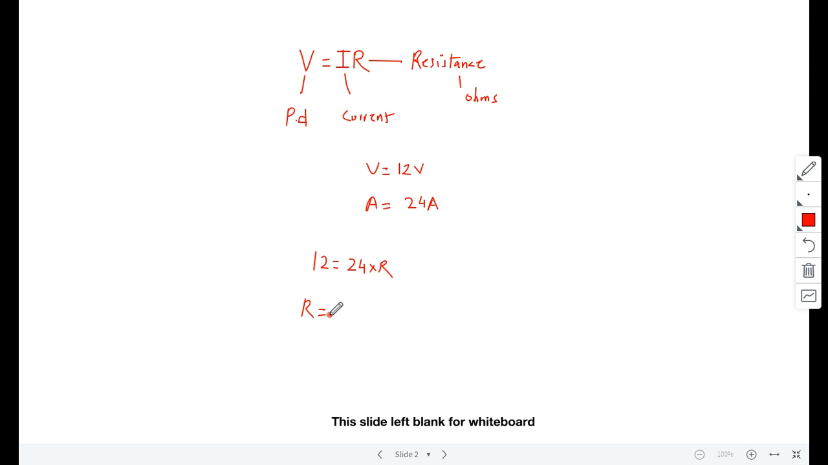So resistance will equal... Okay, it's a simple mathematical problem. You tell me, how can you calculate this one?